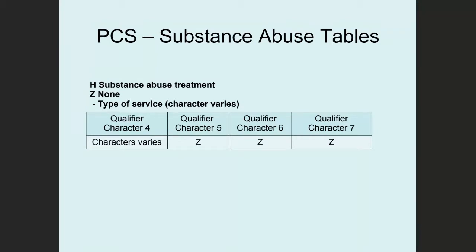Okay, now let's move on to the ICD-10-PCS coding for substance abuse treatments. Now these codes are in the ancillary section of your PCS book. They're not in the main part of the book, the surgery section. So all of these codes begin with an H for substance abuse treatment. The second character will always be a Z for none. The type of service is a character that will vary. The third digit. The fourth character also will vary, but everything else, 5, 6, 7, is a Z. So these are like placeholders because you have to have 7 digits. So just put in a Z.